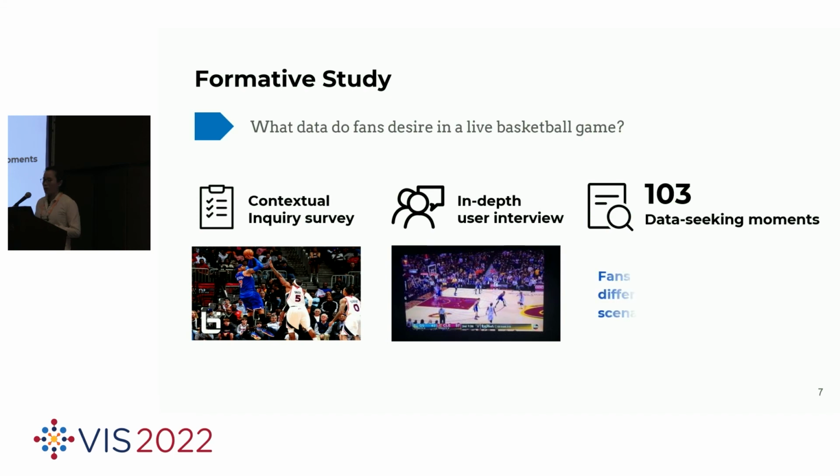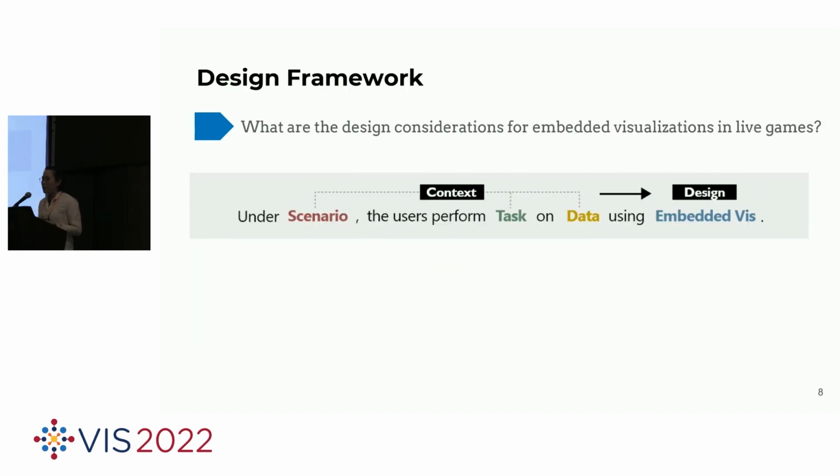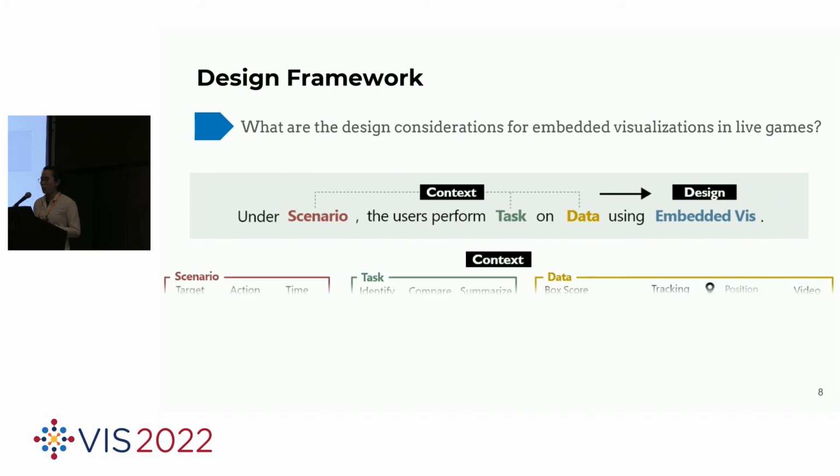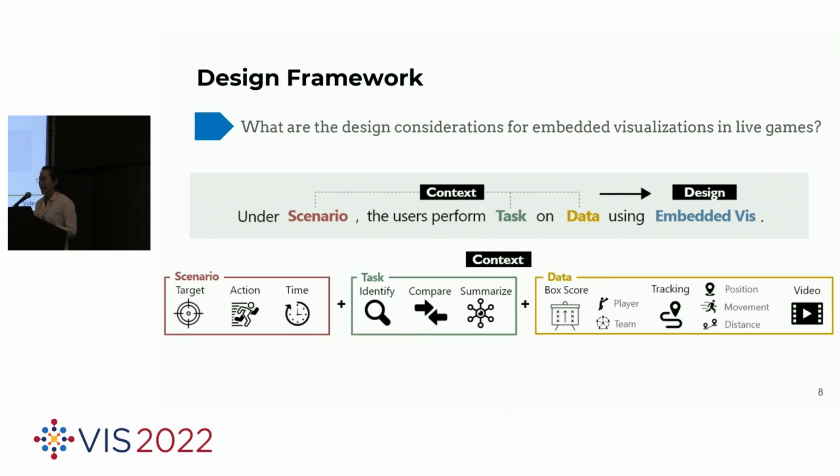What we found was fans seek different data for different goals in different scenarios during a live game, which points to the importance of taking the game context into account when providing data in-game. So based on the results of these data-seeking moments, we derive a design framework for embedded visualizations based on game context. We categorize 3 components that collectively form the game context, including scenario, task, and data.